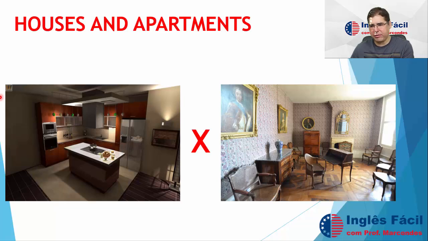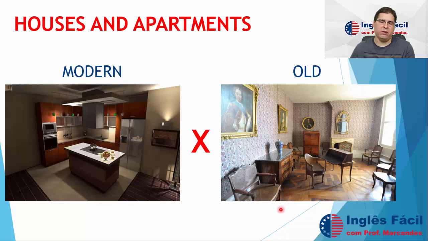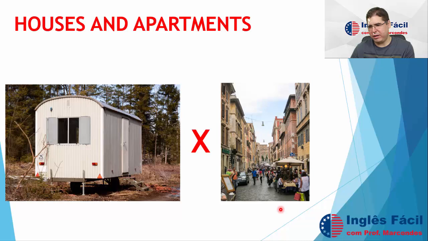So here on the left we have a kitchen, right? We can say it's a modern kitchen, right? Or a modern house. On the right side, we have an old house, okay? Old, so modern and old are opposites, right?